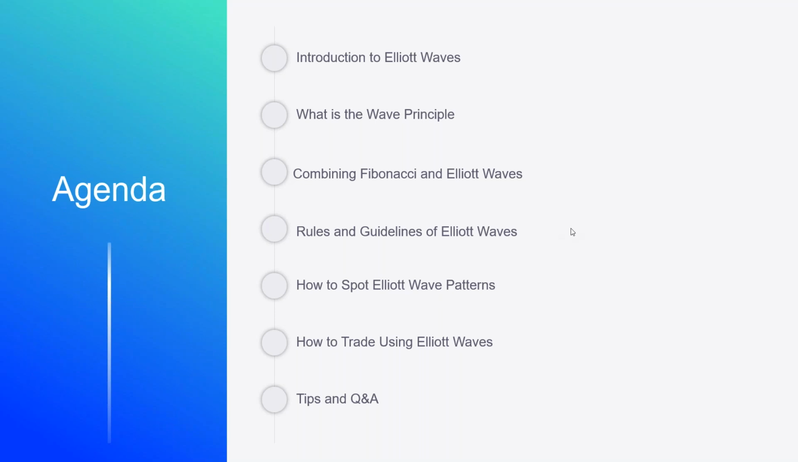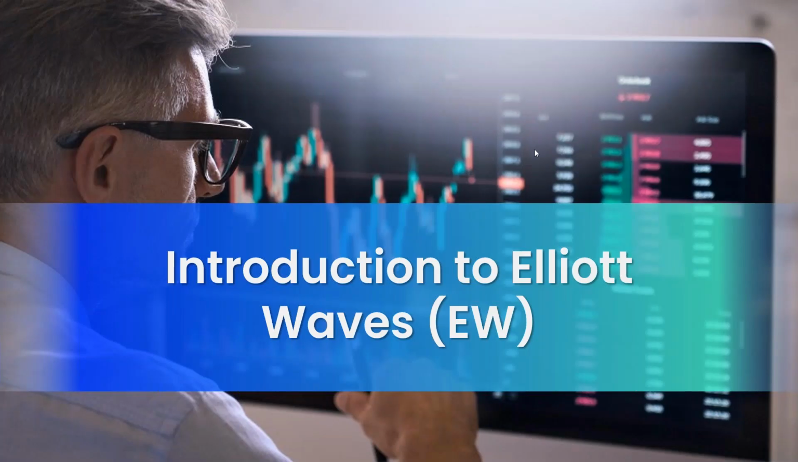Then we're going to talk about what exactly the wave principle is, and why and how Fibonacci and Elliott waves work together. Then the rules and guidelines regarding Elliott waves, which have to be followed. That's why they're called rules. The guidelines are tendencies, but you will understand why we have to follow them too. Then how to spot Elliott wave patterns, how to trade using Elliott waves, and then I'm going to leave you with some tips, and we're going to go to a Q&A.